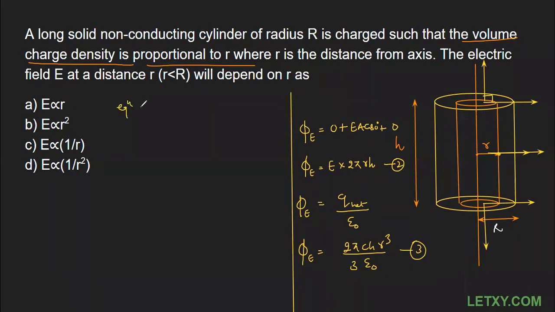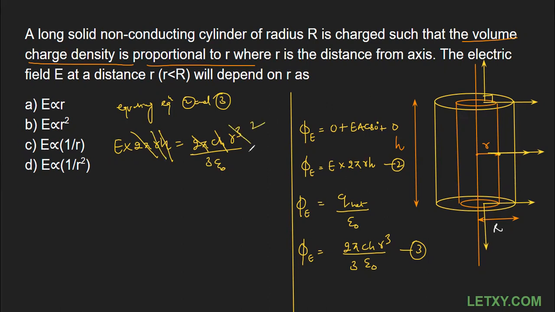So I'm going to write down, equating equation 2 and 3. So let's do it. E into 2 pi RH is equal to 2 pi CHR cube upon 3 epsilon naught. Now you can see very well that there are lots of things which are going to be cancelled. 2 pi cancels out, H cancels out with the H, and yes, here it is R cube, here it is R. So if I cancel it, it is coming out to be R square.